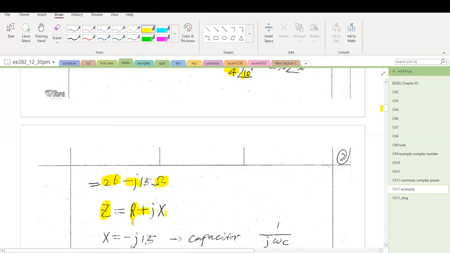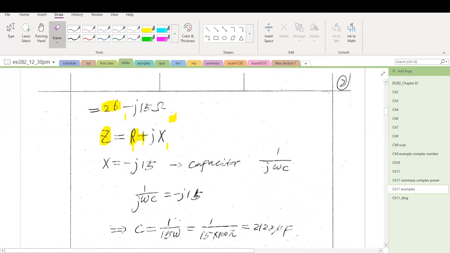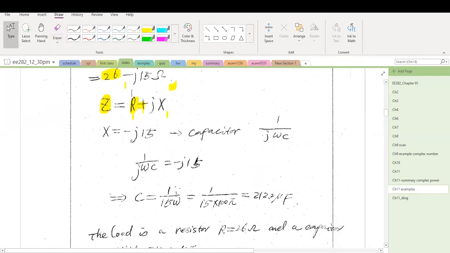We know the impedance equals R plus jX, where R is the resistance and X is the reactance. If we compare these two expressions, this is the imaginary part and this is the imaginary part, so they have to be equal. Therefore, X has to equal minus 15. If the impedance is minus j15, it has to be a capacitor, because the impedance of a capacitor is 1 over j omega C.